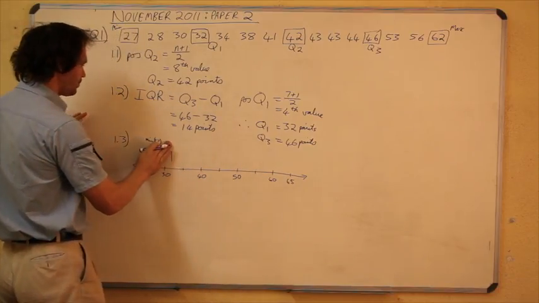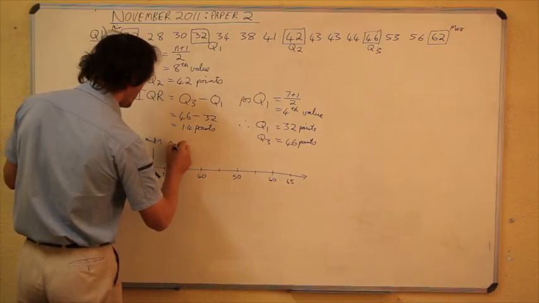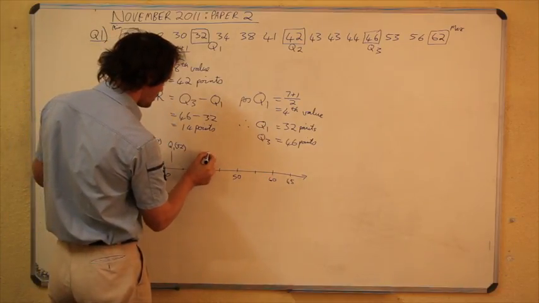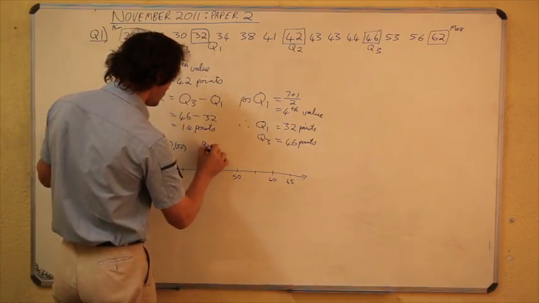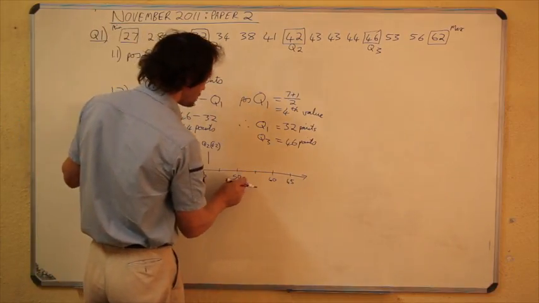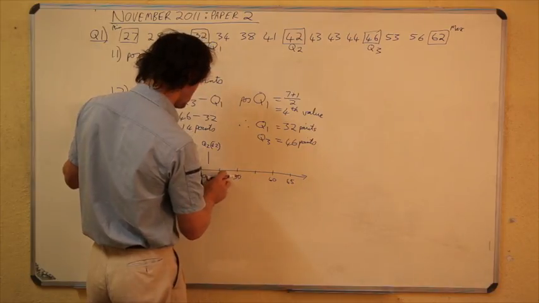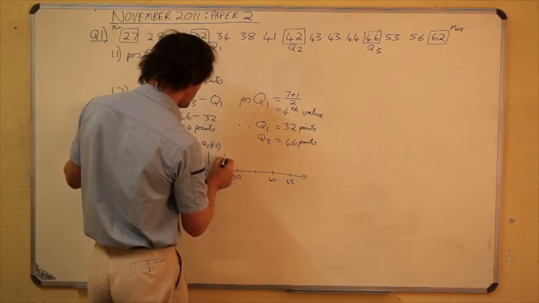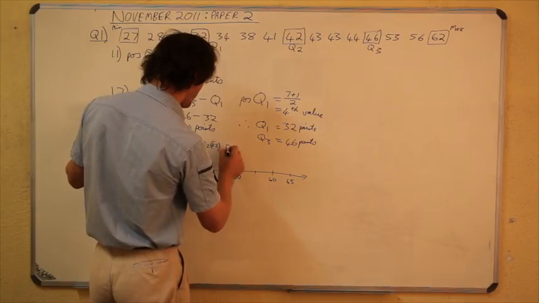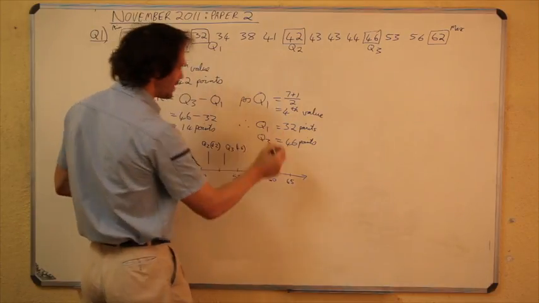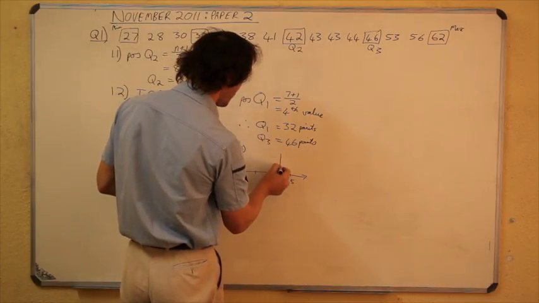Not maximum, my bad. Q1, that's 32. Q2 is 42. Q2, that's at 42. Q3 is 46. That's very close. Q3, 46. And then my maximum value at 62.